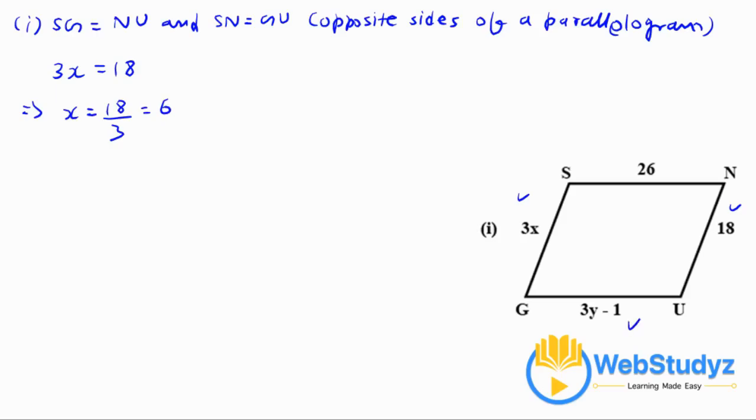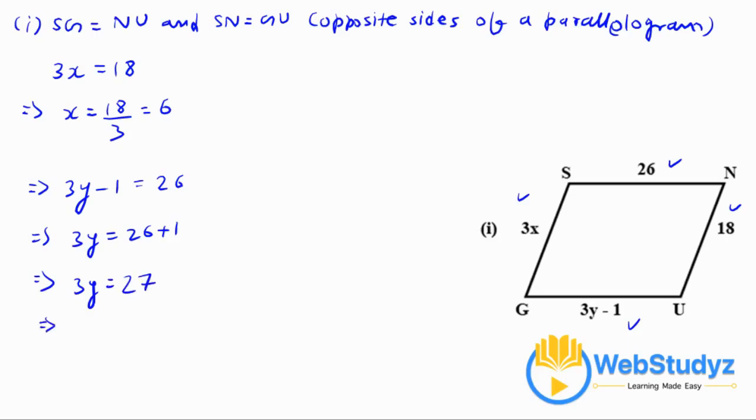Also, this side will be equal to this. So we can state that 3y minus 1 is equal to 26. From this we can get 3y equals 26 plus 1. We can write 3y equals 27. So y comes out to be 27 by 3, which is equal to 9.